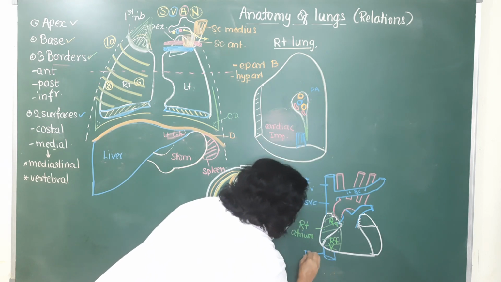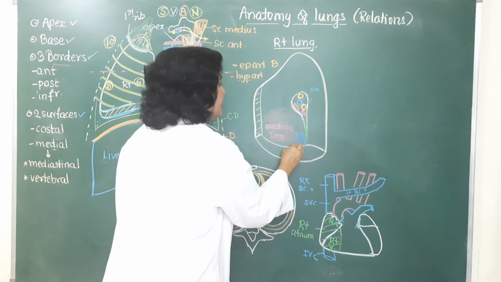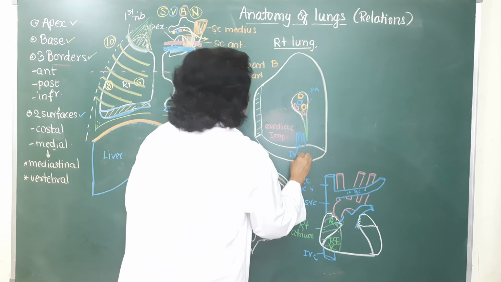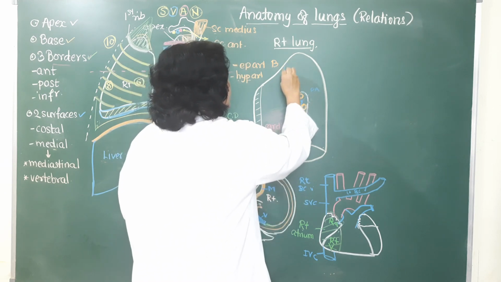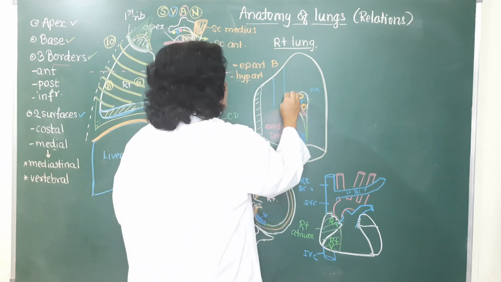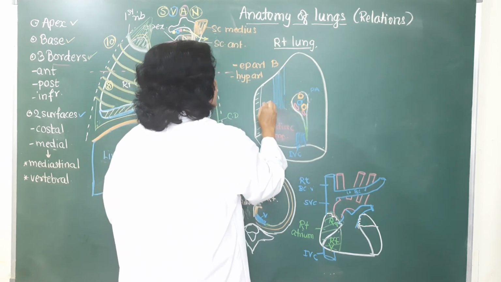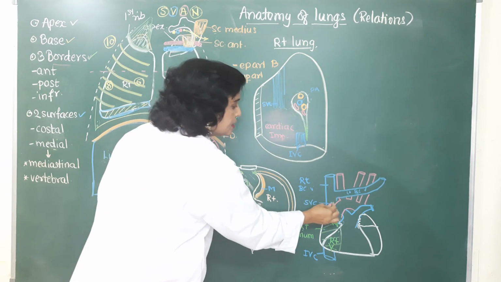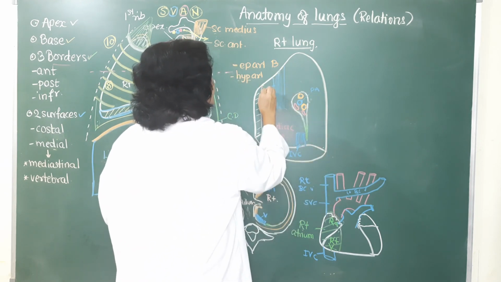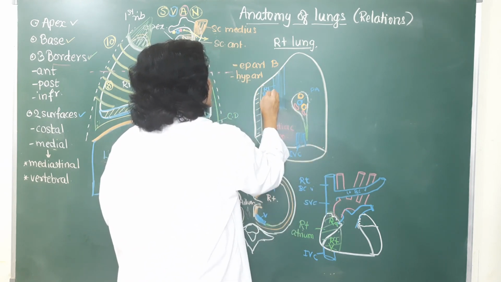Just in the posterior inferior part of this impression, you get one vertical groove which will lodge here. This is inferior vena cava. So it lodges the inferior vena cava. If you see from the cardiac impression, one vertical groove passes upwards, and this vertical groove lodges superior vena cava in the lower part, and in the upper part same groove lodges the right brachiocephalic vein.